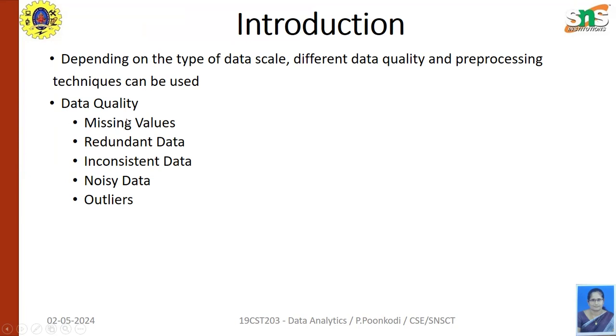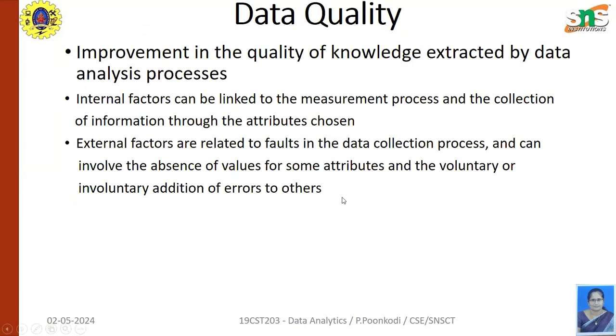The data quality may be dropped due to these reasons: missing values, redundant data, inconsistent data, noisy data, and outliers. For these reasons, our data quality will be reduced. Data quality is basically used to improve the knowledge extracted by the data analysis process.